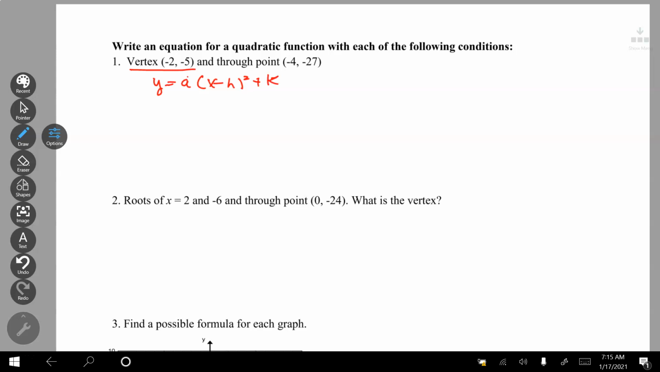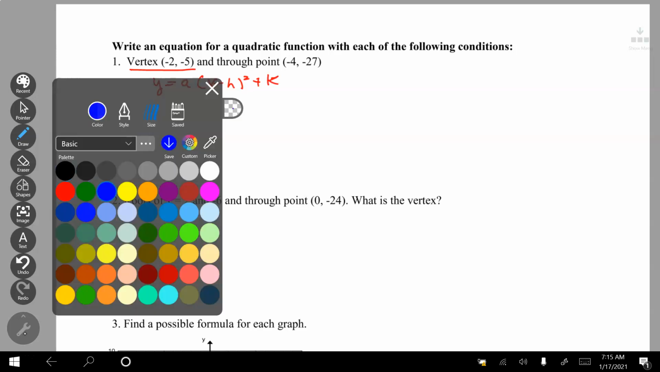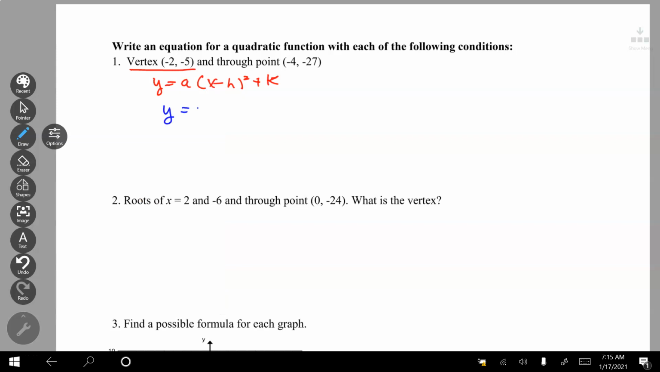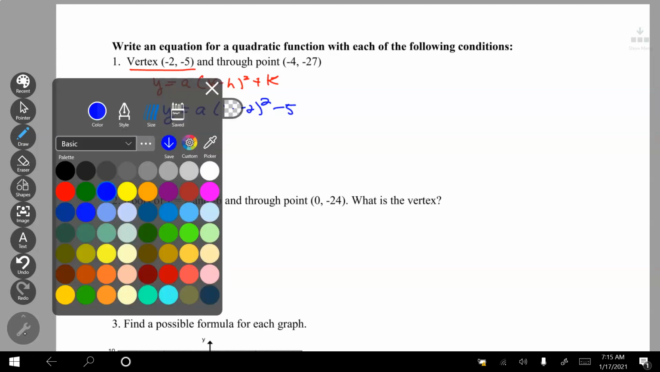And now I could put in for the h and the k. y equals a(x + 2) squared, don't forget your squared, minus 5. Okay, now you have to figure out the a, because a will give you its shape and direction. So that's where you have to use the other point.